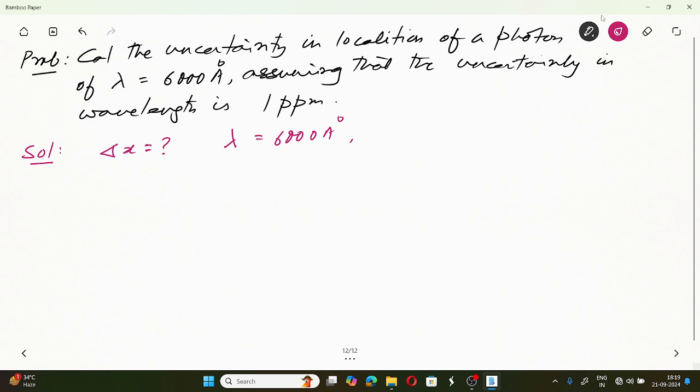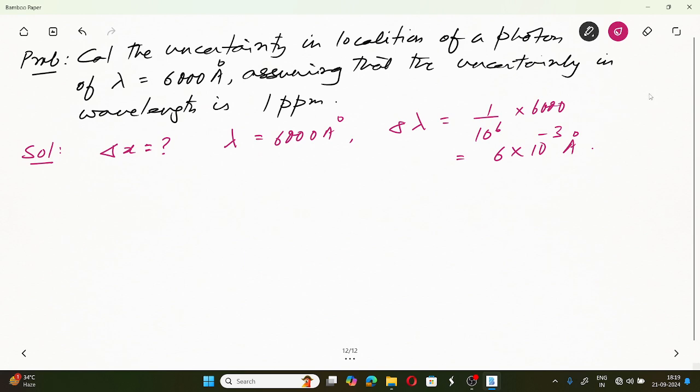So the uncertainty in the determination of wavelength is 1 by 10 to the power 6, 1 part per million, into 6000 angstrom unit. So we can say this is 6 into 10 to the power minus 3 angstrom unit. So you are provided with the uncertainty in the determination of wavelength, and you are asked to find out the uncertainty in the determination of position.